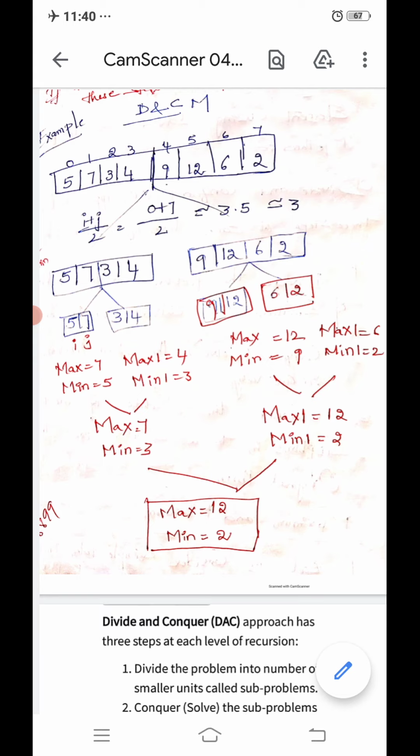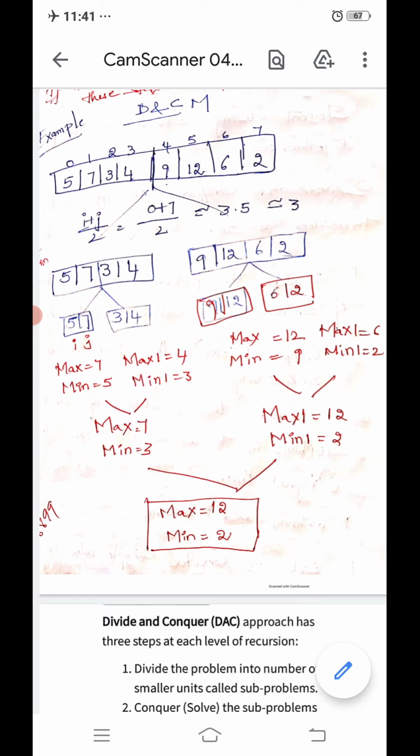If we divide this array, 5, 7 is one unit, and coming to the next, 3, 4 is another unit. Coming to the right hand side, if we divide the array, 9, 12 is one unit, and 6 and 2 is one unit. Now we check the conditions here: if array of i is greater than the maximum value. We check the maximum and minimum values. Looking at the left hand side, the values mentioned are 5, 7.